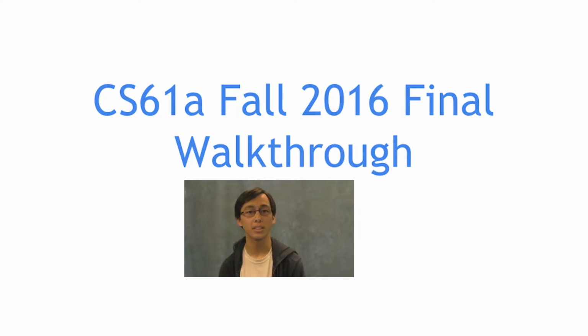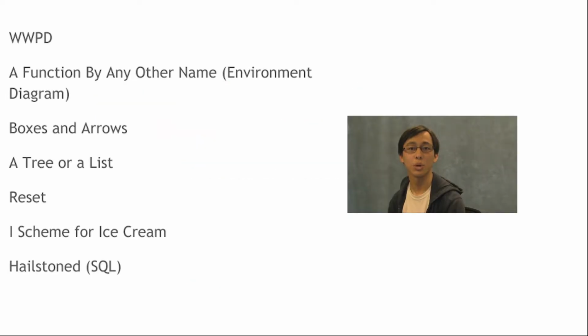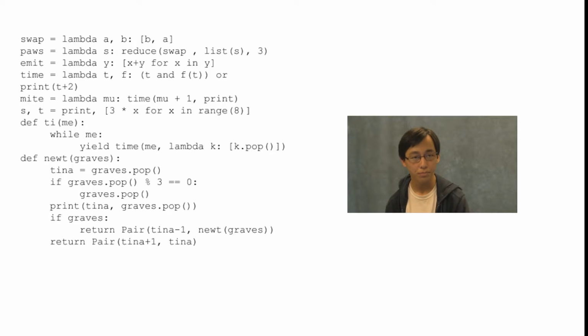61A, Fall 2016 Final Walkthrough. This test has a What Would Python Display page, an environment diagram question, a page on box and pointers, a page on trees and lists, a question on a reset function, a Scheme question, and a Hailstorm question. Let's just get right into it with the What Would Python Display questions.